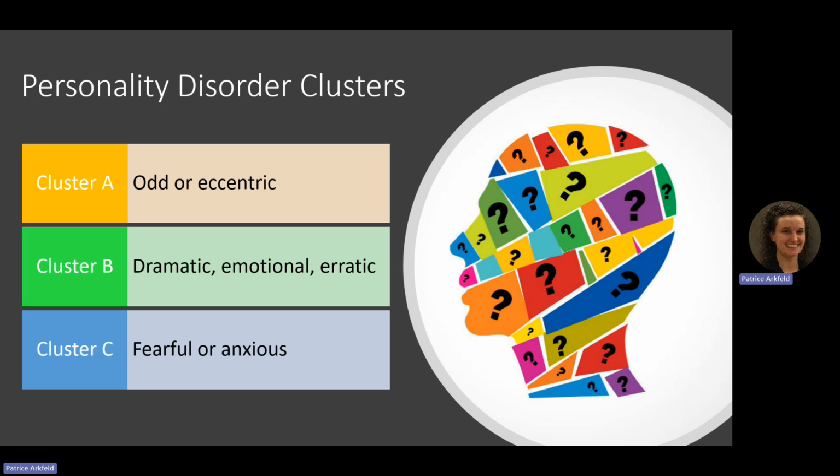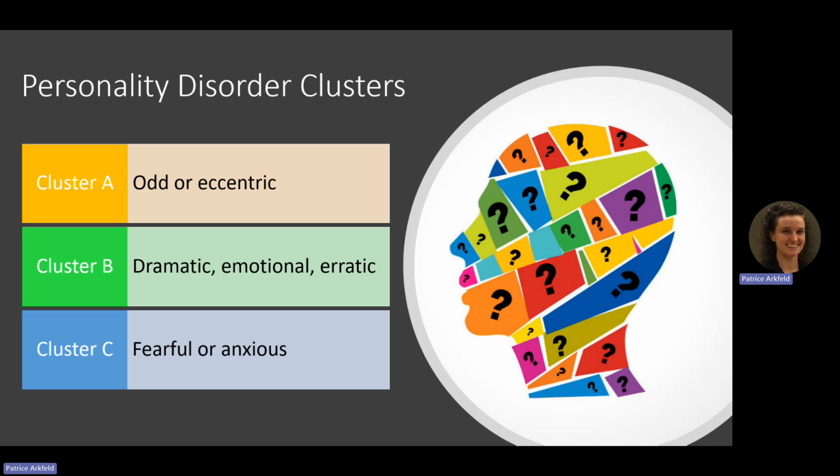So we talk about personality disorders as being distributed across three clusters in the DSM. These are clusters that have not changed since the DSM-4 was introduced in the 1990s. We still use these clusters to organize the 10 different personality disorders.